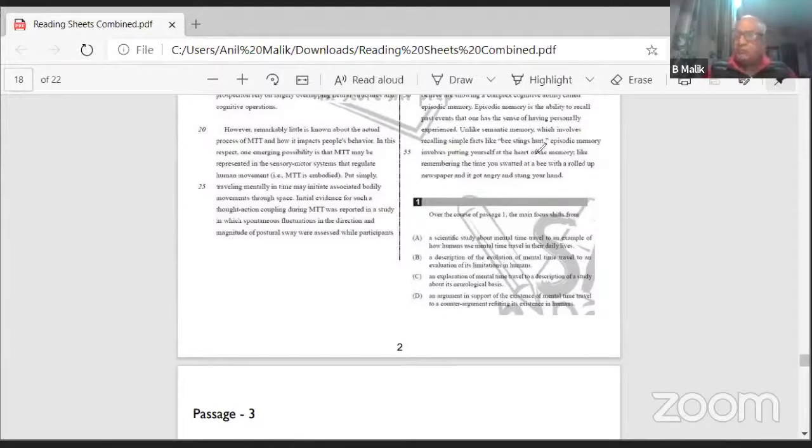The main focus shifts from so and so to so and so. Now, remember, sir, the focus shift question has to shift from you to me, or me to you, or vice versa, right? So when I see this question, sir, how do I answer it?